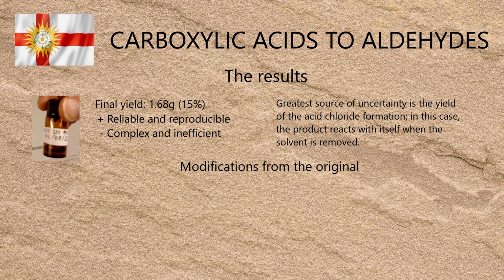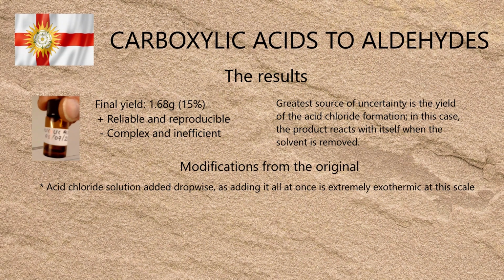The reduction step has been modified from Babler's original method, and most of these modifications are a result of scaling up the procedure. The original method involved cooling the borohydride solution to 0 degrees, then adding the acid chloride all at once. On the scale I've carried it out, this is extremely exothermic and causes the solvents to boil, which is why the acid chloride was added dropwise and the reaction mixture was kept in an ice bath to keep the temperature under control. I also found it was not necessary to cool the mixture to 0 degrees.